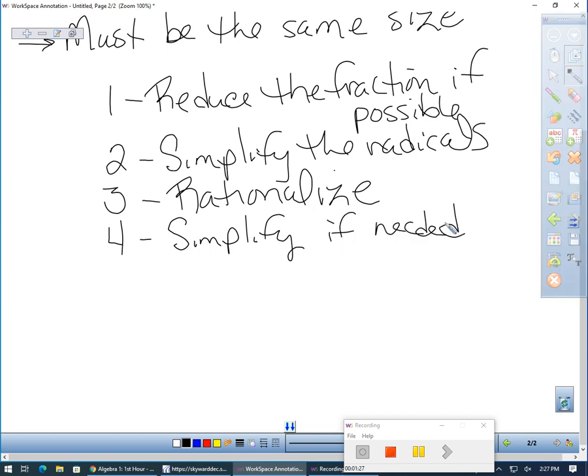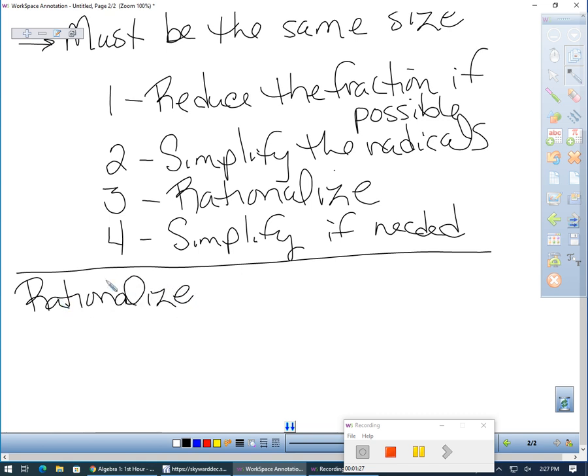All right. So obviously we've talked about reducing fractions. We can handle that part, right? We talked yesterday on how to simplify radicals. So we know how to simplify a radical. The real question is, do you remember how to rationalize? So let's talk about rationalizing and make sure that we remember how to rationalize. When we rationalize, it is our way to eliminate a radical in the denominator.